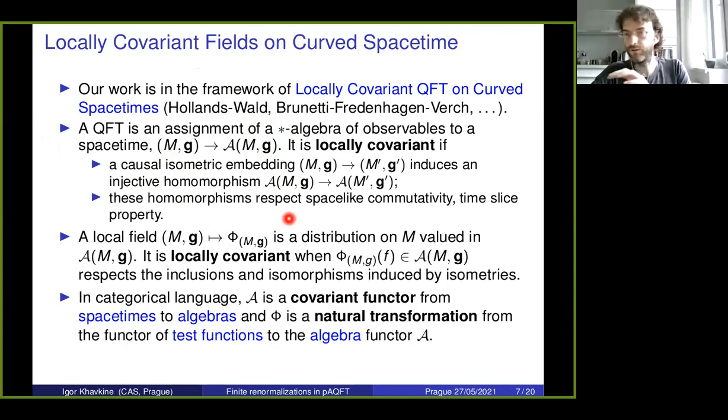And this functor from spacetimes to algebras needs to satisfy some properties, like the monotonicity which I mentioned before, spacelike commutativity or microcausality, and the time-slice property, which means basically your QFT has to satisfy equations with a well-posed initial value problem, and so on and so forth. Okay, but there's a framework that we can use to study this question precisely.